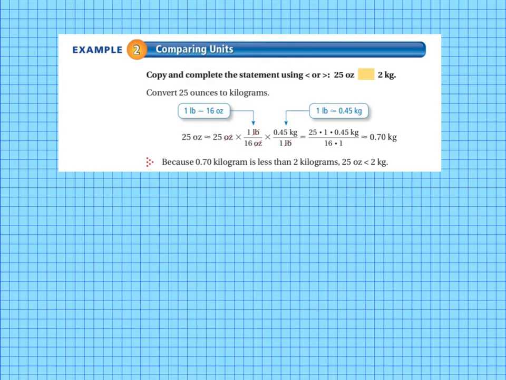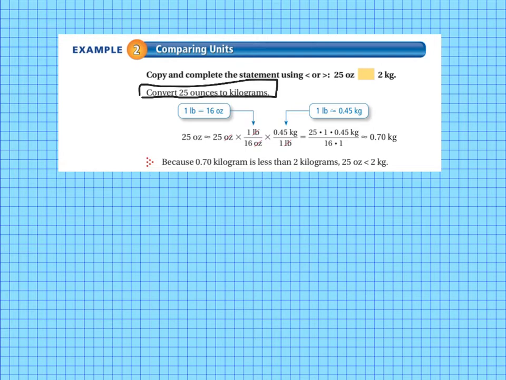Let's take a look at example 2, comparing units. Copy and complete the statement using less than or greater than. So 25 ounces is less than or greater than 2 kilograms. So we're going to convert 25 ounces to kilograms.